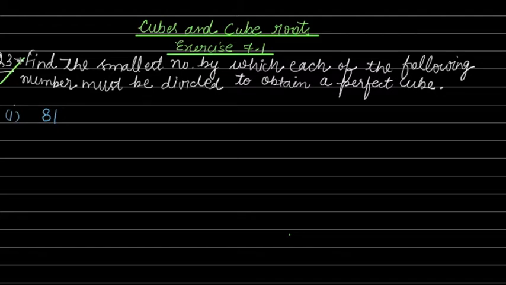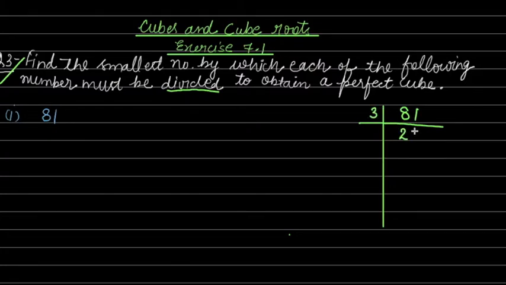So if you see question number 3, find the smallest number by which each of the following numbers must be divided. In question number 2, it was the number by which it has to be multiplied to make it a perfect cube. Here we have to divide it. So whatever triplets will not be there, with all unwanted numbers we will divide the given number. So the first thing, as we have done earlier also, we will do the prime factorization.